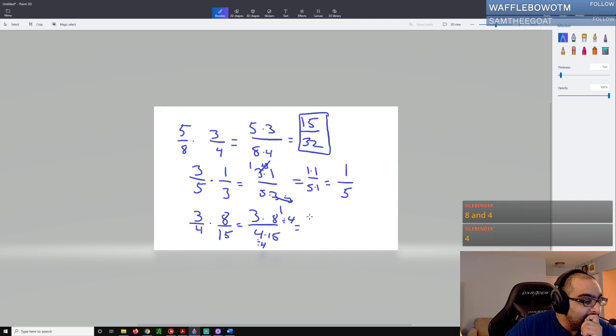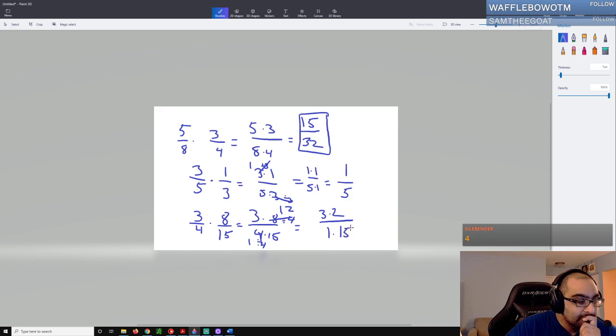So for right now we have 8 divided by 4, which is 2. 4 divided by 4, which is 1. So far we have 3 times 2, sorry, my bad. Should be 2 because I got that mixed up. So 3 times 2 here divided by 1 times 15. Do we have any other numbers that we can pare down or divide out?